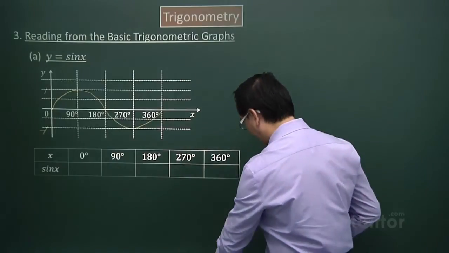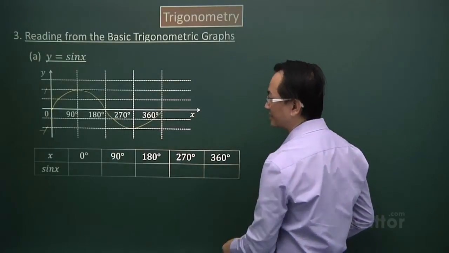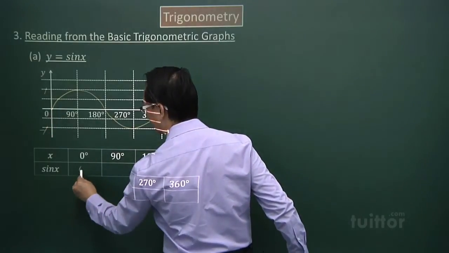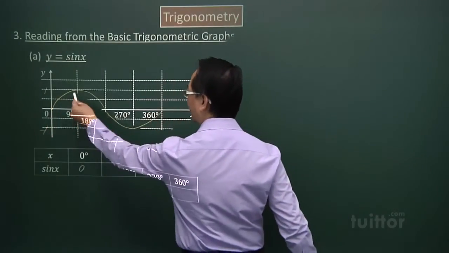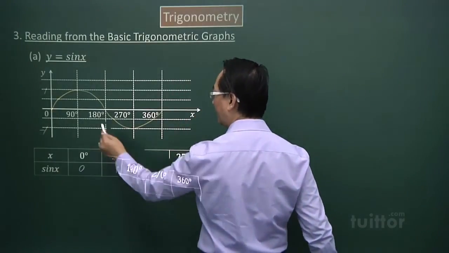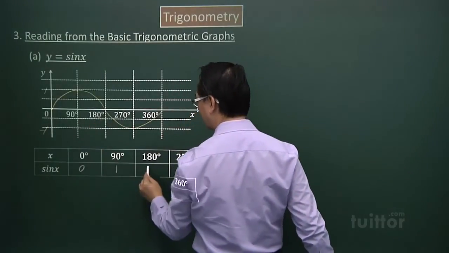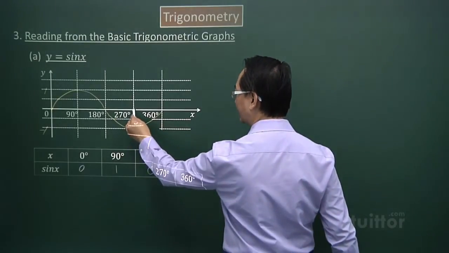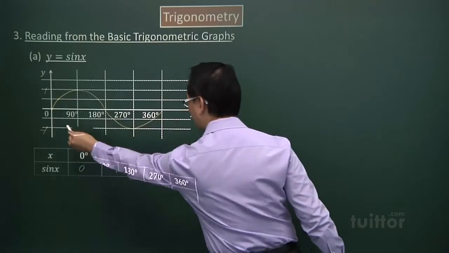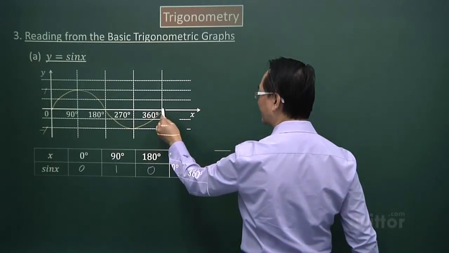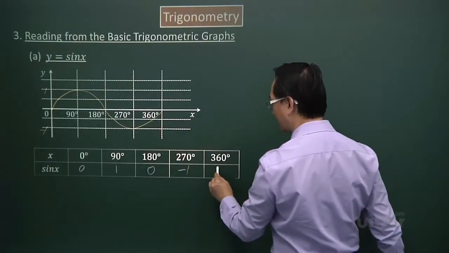Now from there, you can see that sine 0 degrees is just a 0. Sine 90 is 1. Sine 180 is 0. Sine 270 degrees is negative 1. And sine 360 degrees is just a 0.